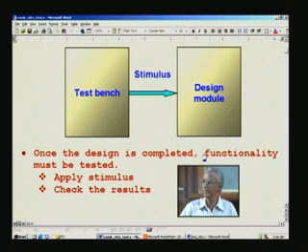Once the design is completed, functionality must be tested, that is what we have already seen. And how to test is to apply stimulus from the test bench onto the design module as such, and then check the results. How we check the results we will be covering in simulation later on, and right now we will concentrate on how to write a test bench.